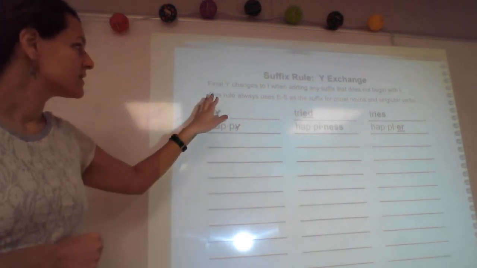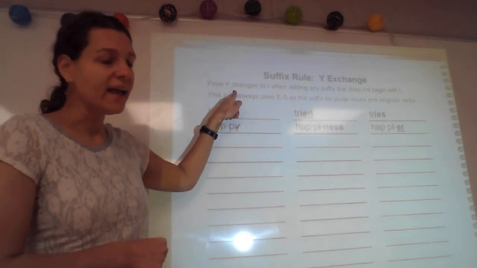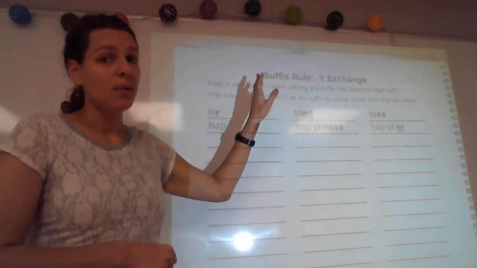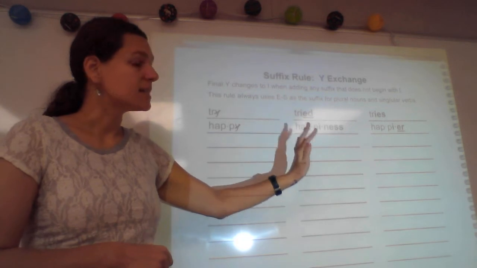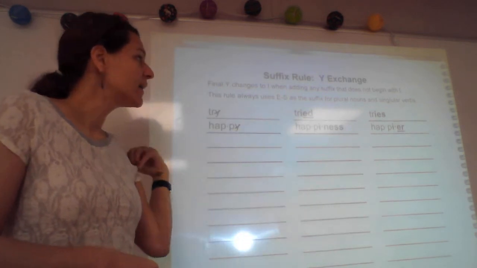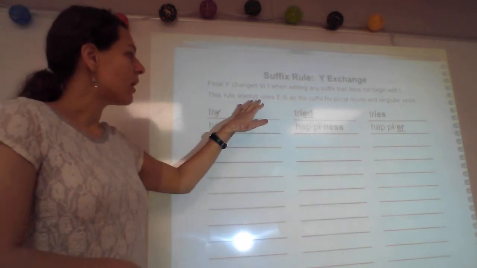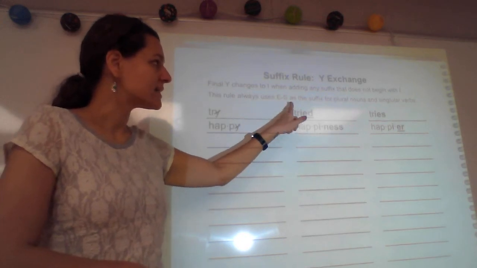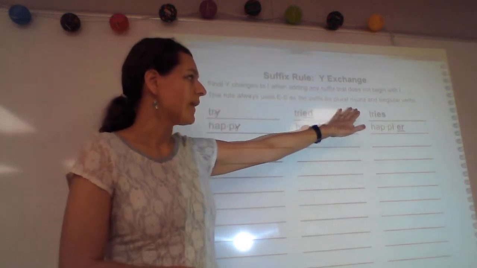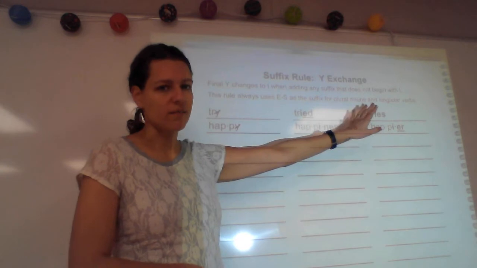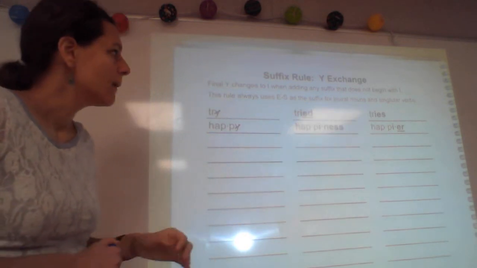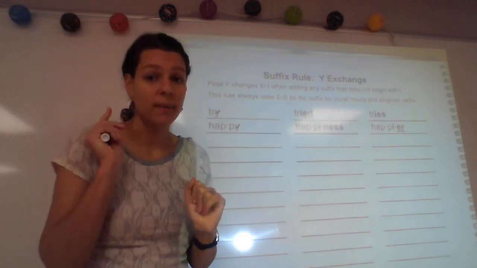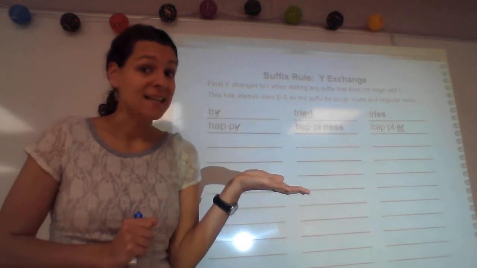All right. So our rule is final Y changes to I when adding any suffix that does not begin with I. And then it says this rule always uses ES as the suffix for plural nouns. It also says singular verbs. We'll talk about that later. But we had a plural noun, right? We were making city into cities.